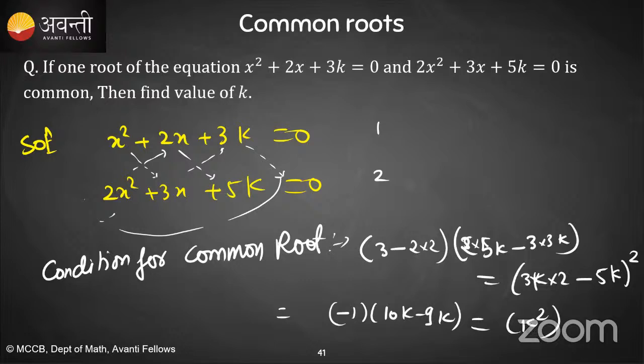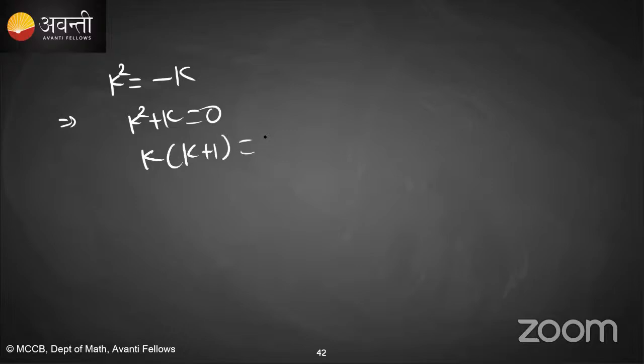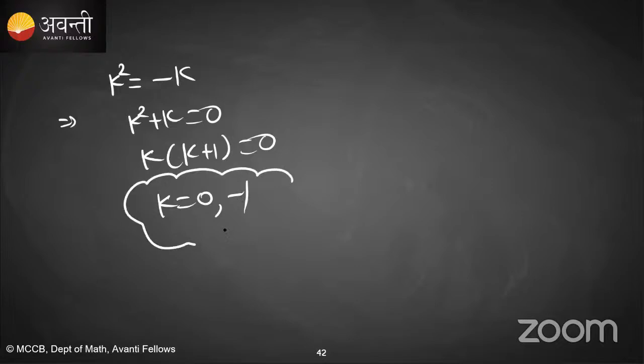So it means k square is equal to minus k, sorry, right? So it implies k square plus k is equal to 0. So k को common ले लो. So what is your answer? k is equal to 0 and -1, right? k is equal to 0 and -1. So this is the answer.